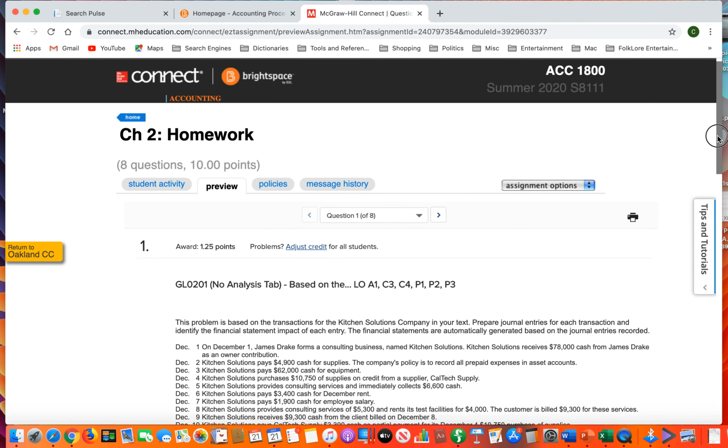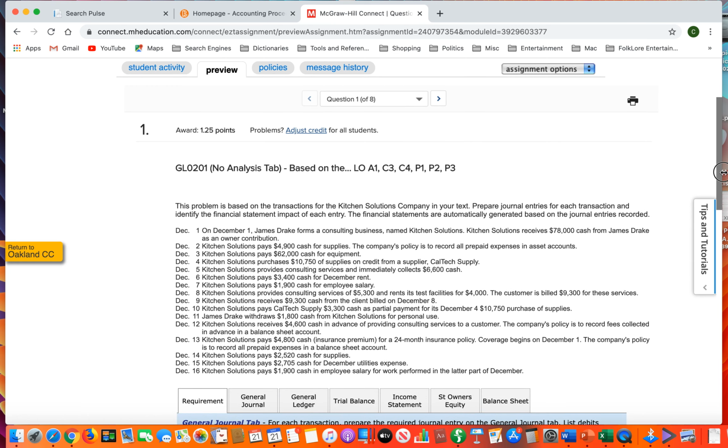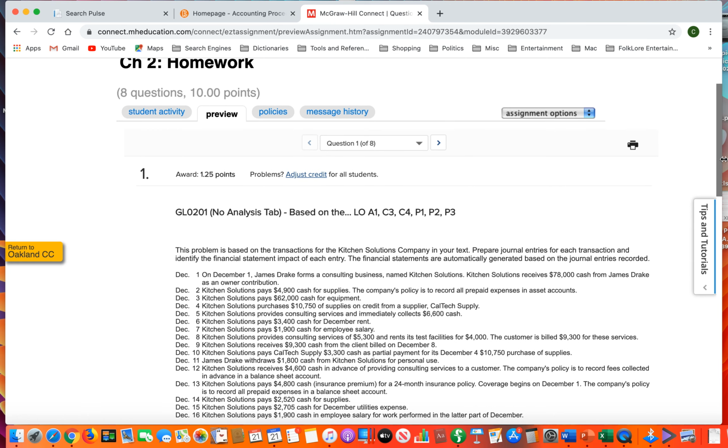We're going to look at some of the homework problems. I want you to notice here, these are all the transactions. And you have to prepare journal entries, post to the ledger, and generate financial statements. So it's a lot of work here. And we're not going to go over every single one.